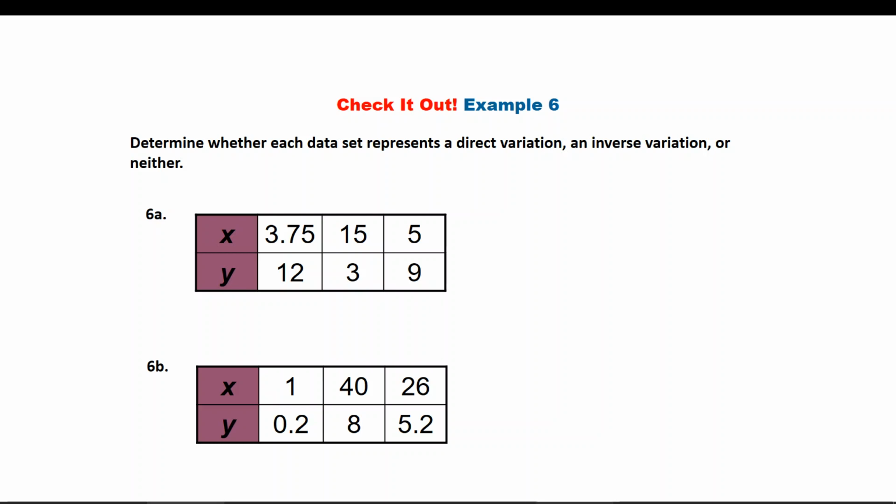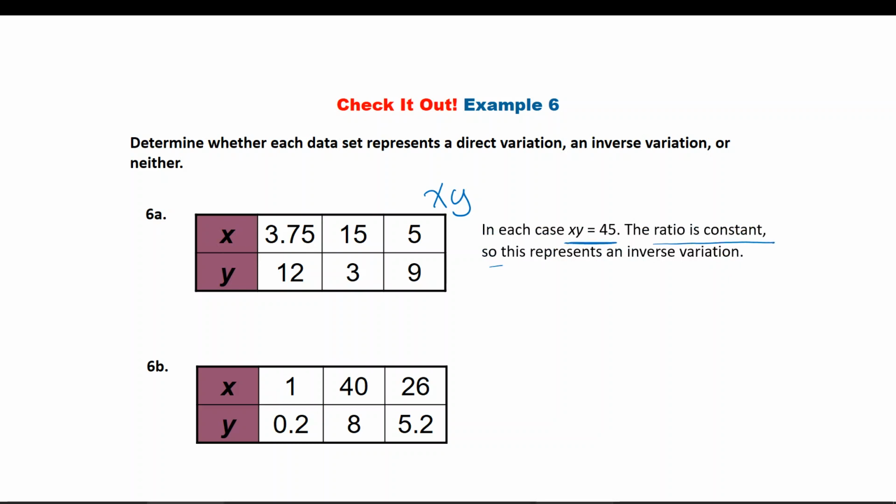All right, on this one, the first thing I do is take a look at 15 times 3, and I know that's 45, and I know 5 times 9 is 45, so I really just have to put in my calculator 3.75 times 12, and I happen to get 45. So when I multiply them together, x times y, that tells us it's an inverse variation. In each case, x times y equals 45. So the product is constant, so this represents an inverse variation.